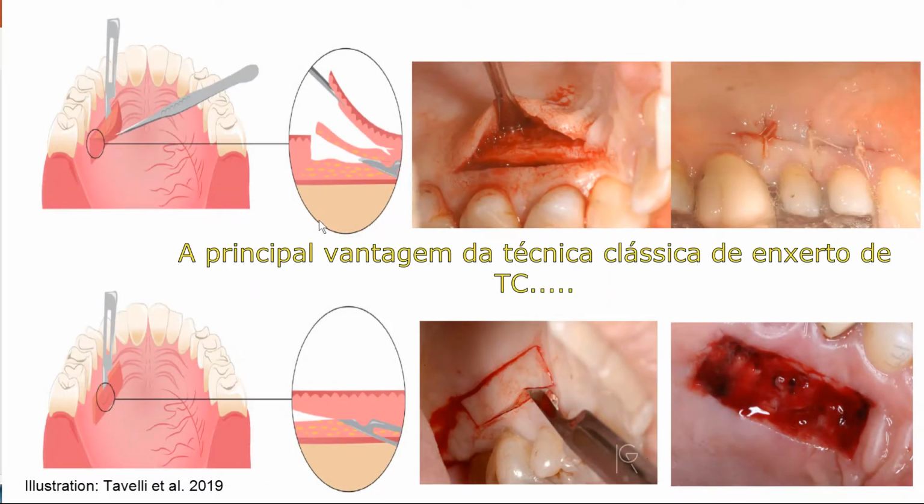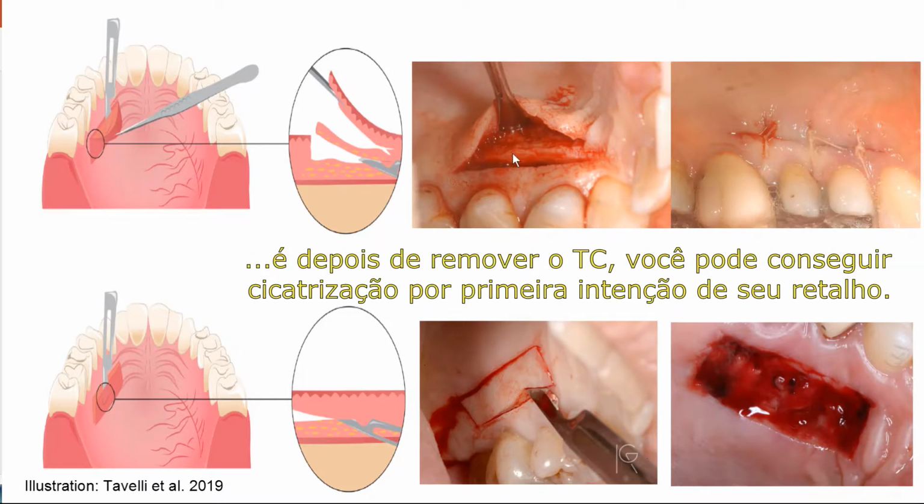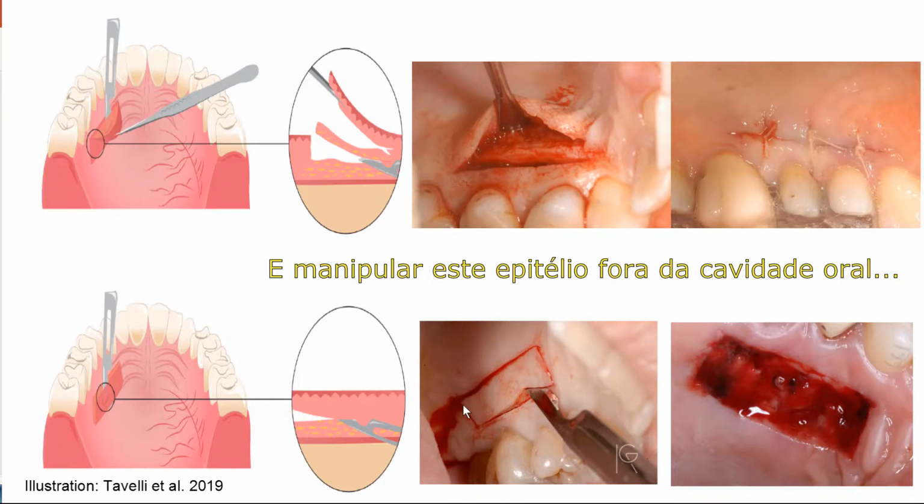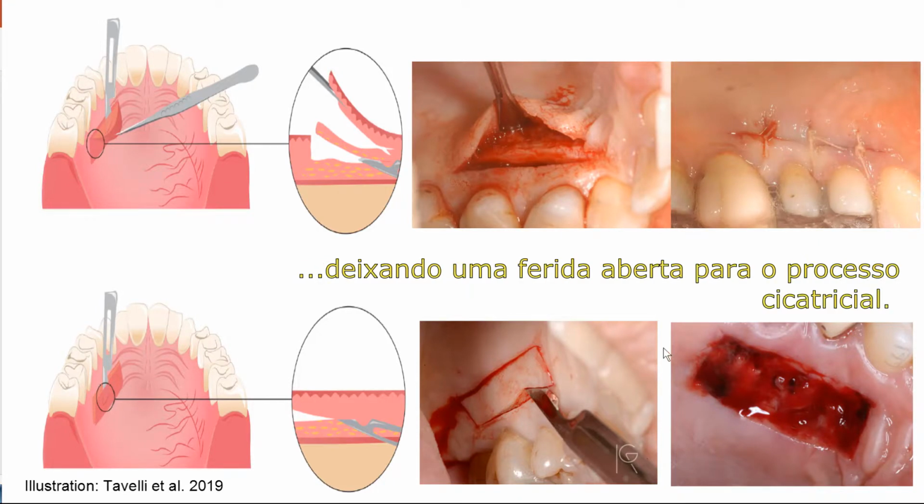The main advantage of the classic connective tissue graft taken as a draw is that after you remove the graft, you can place sutures and have a primary closure of your flap. In the epithelialized gingival graft technique, you have to remove both epithelium and connective tissue and work the epithelium outside of the mouth, leaving an open wound in the patient for the post-operative process.